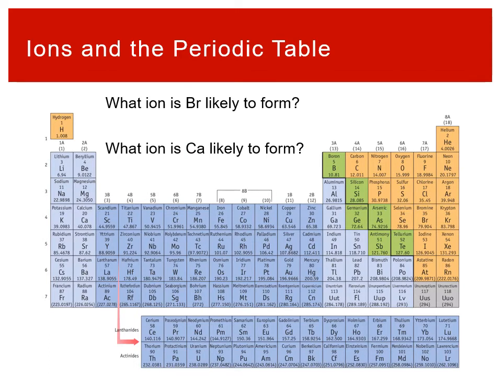So with that in mind, we want to be able to predict ions for our elements. And obviously, we didn't talk about a lot of the periodic table because you can't. But in this case, we want to be able to predict for those elements that are near the edges of the table. So what ion is Br likely to form?